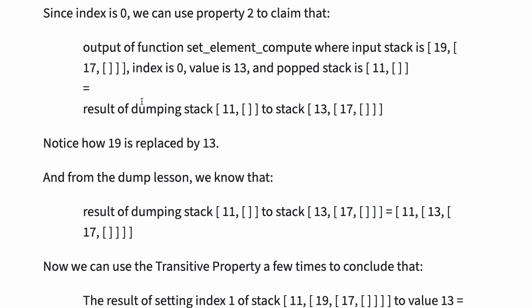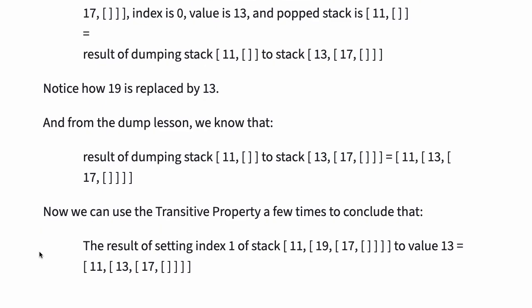Since index is 0, we can use property 2 to claim that the output of the function setElementCompute, where input stack is 19, 17, index is 0, value is 13, and pop stack is 11, is equal to the result of dumping stack 11 to stack 13, 17. Notice how 19 was replaced by 13. And from the dump lesson, we know that the result of dumping stack 11 to stack 13, 17 is equal to the stack 11, 13, 17.